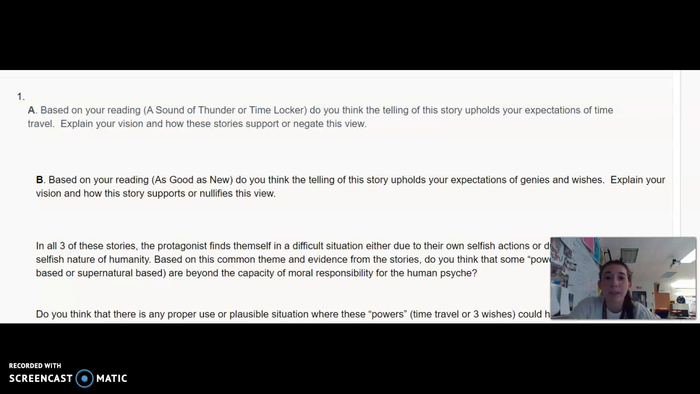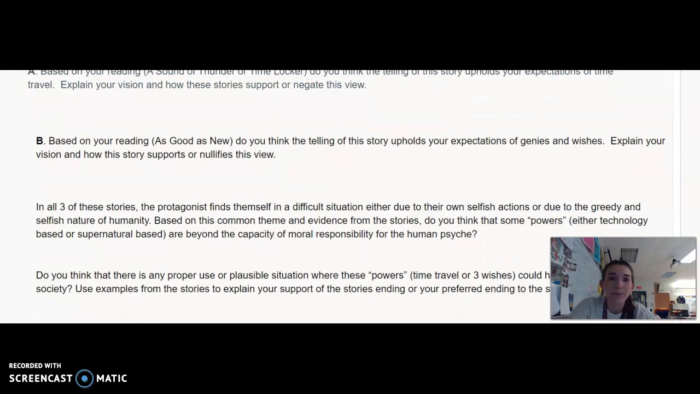And then for B, because As Good as New is kind of in its own category, do you think the telling of this story upholds your expectations of genies and wishes? Explain your vision and how this story supports or nullifies this view.